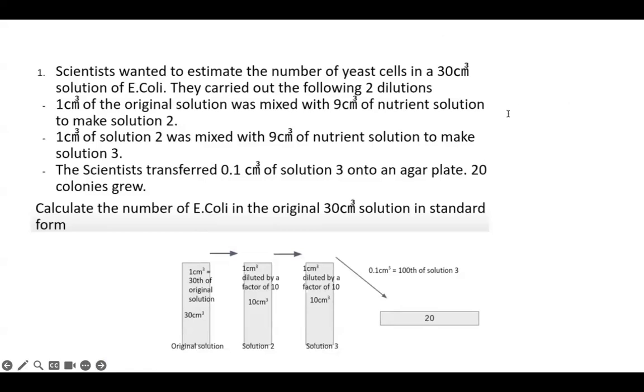Could you explain what it is exactly with 20? Oh, 20 is, so what we're working out in this question is the number of E. coli from the original 30 centimeters solution. So we have to work out that there have been 20 colonies that have grown in the agar plate in order to then go backwards and see how much would be in the original solution. So that's where we're getting the 20 from. I hope that makes sense. I also haven't seen it recently on a past paper, but it's in the specification.